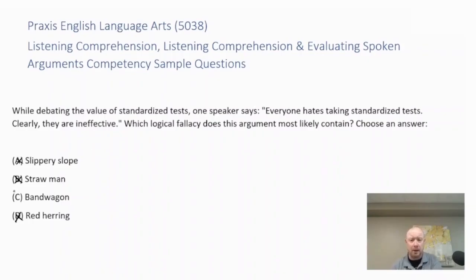And the correct answer here is C, bandwagon. And what bandwagon does, it is a fallacy that leads from popularity. So for example, it says everyone hates. They're making a generalization based on popularity that, okay, everyone hates taking standardized tests. All right, so the correct answer here is C, bandwagon.